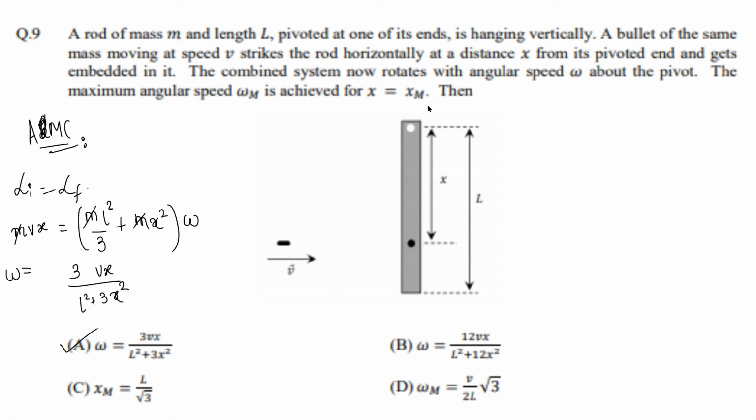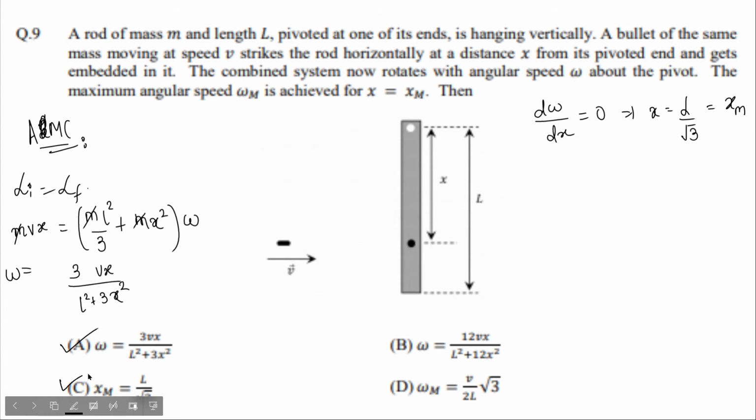So for maximum, what we do is differentiate this omega with respect to x and put it equal to 0. So from here we get the value of x as L by root 3. This is an exercise for you to differentiate it and put it equal to 0. So x would be L by root 3. So this is xm only. Okay, so this C option is also correct.